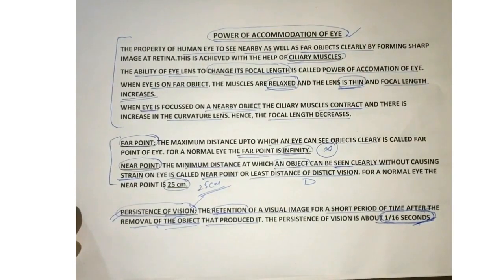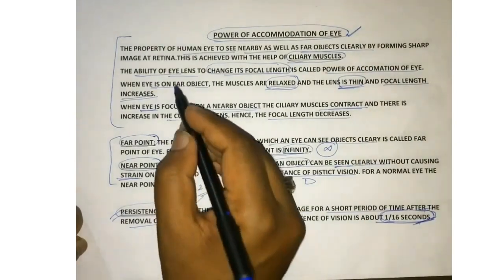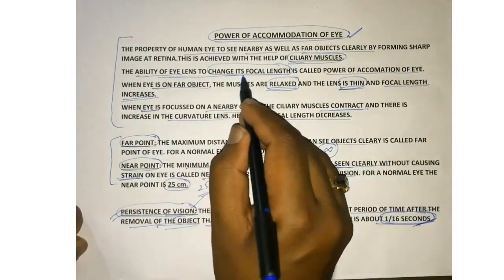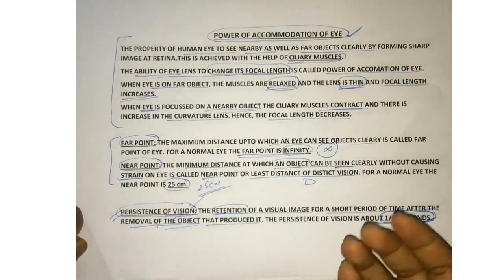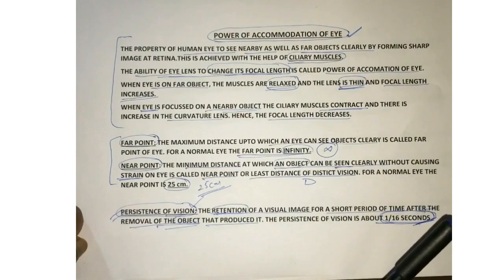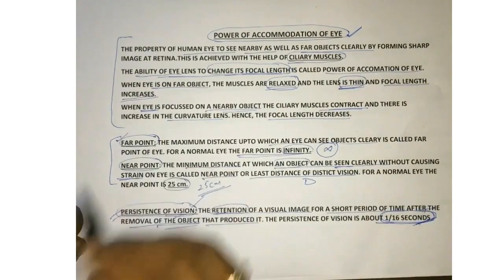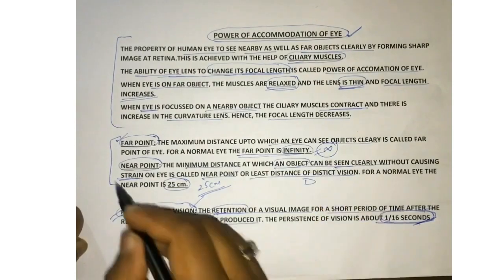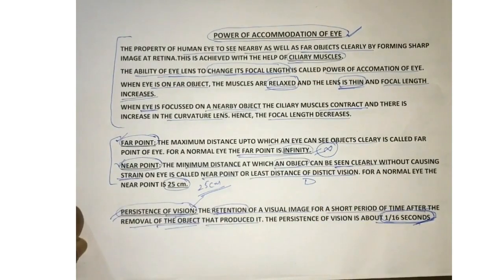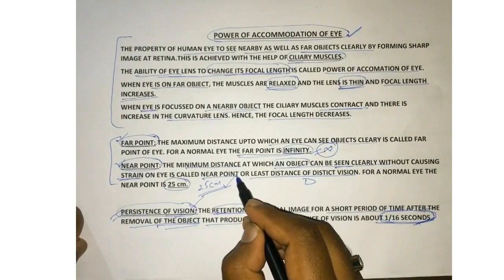So let's recall all the points that we have discussed today. First is power of accommodation. What is power of accommodation? It is the ability of the eye lens to change its focal length to see different objects at different distances. Second is far point. The far point of a normal human eye is infinity. The near point of a normal eye is 25 centimeter.